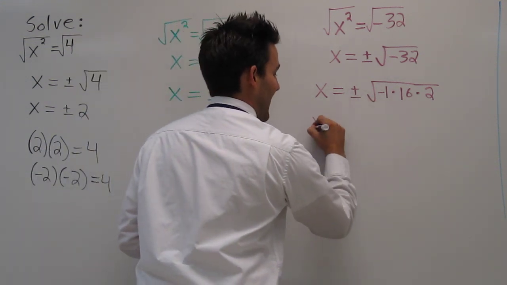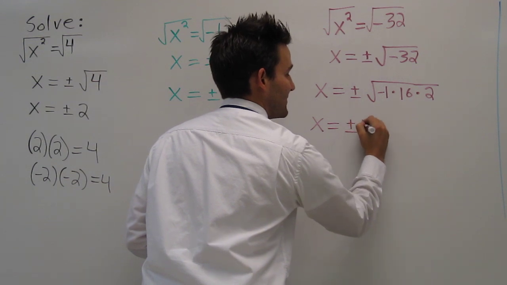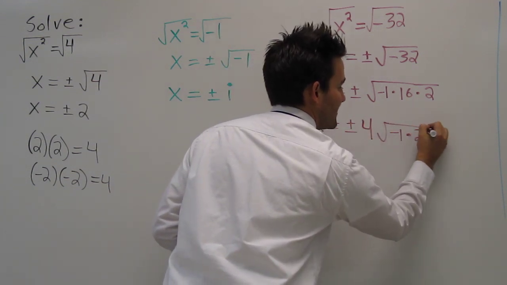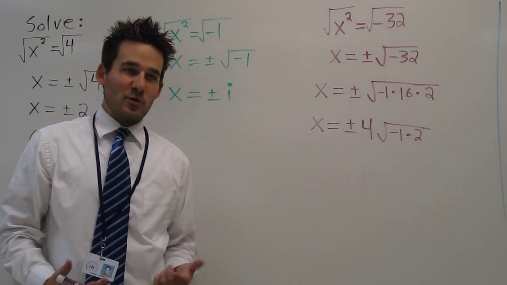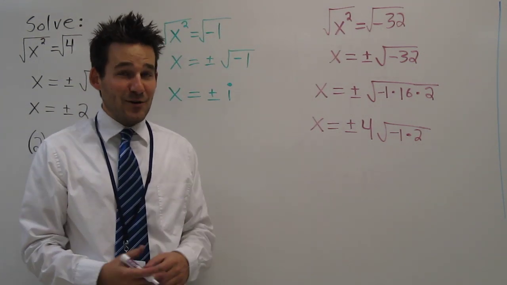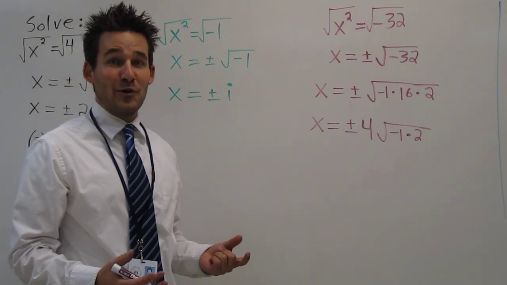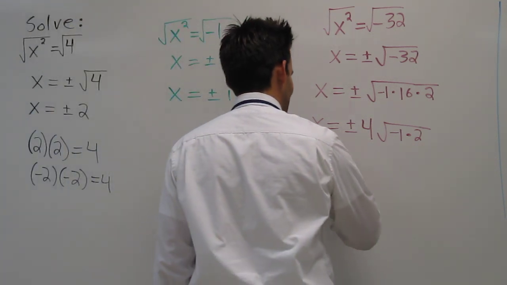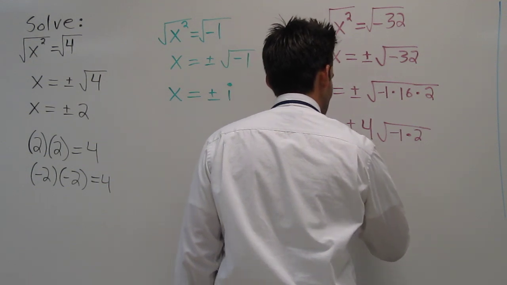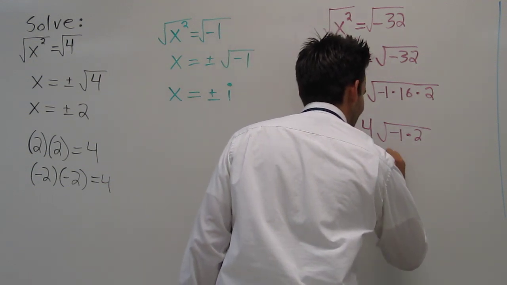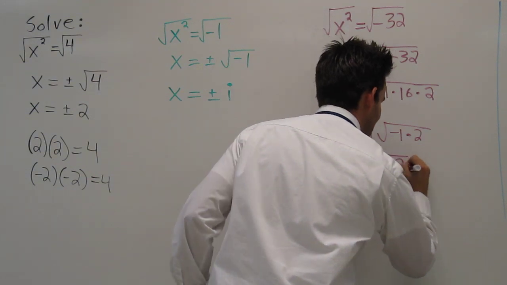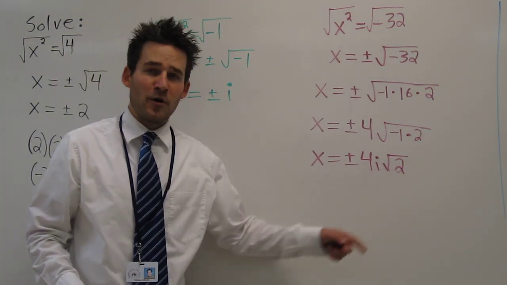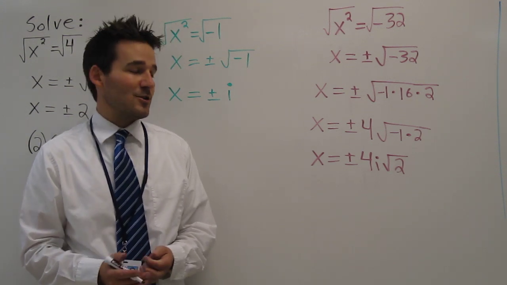So we can pull out the root of 16, which is 4, and put it in front of the radical. So let's do that. x equals plus or minus 4 times the square root of negative 1 times 2. Now we need to deal with that negative 1. To deal with that negative 1, we pull its root out. Its root is i. So we're left with x equals plus or minus 4i times root 2. And there's nothing more we can do with this. There are no more perfect squares we can factor out of the radical.